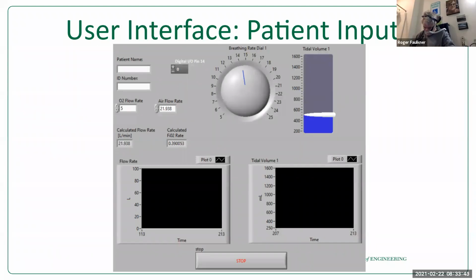These are the user interfaces for the patient. This is the first patient, but there's one for each patient. So this shows the patient name, the ID number, the breathing rate, and the tidal volume, which is set. And the O2 flow rate and the airflow rate will also be set based on the calculated volumes. And then the flow rate waveform chart and tidal volume chart will be the data collected from the patient to make sure the patient is receiving the proper amount of air and that they're having the correct chart that we would want to see for the flow rate and tidal volume.